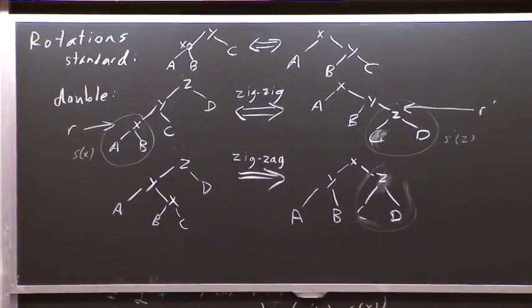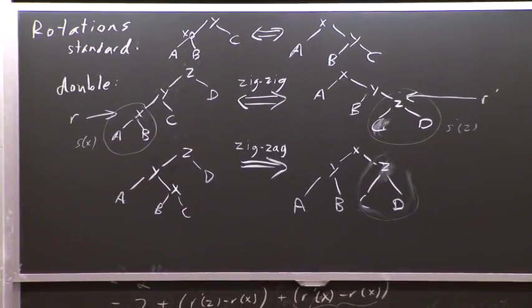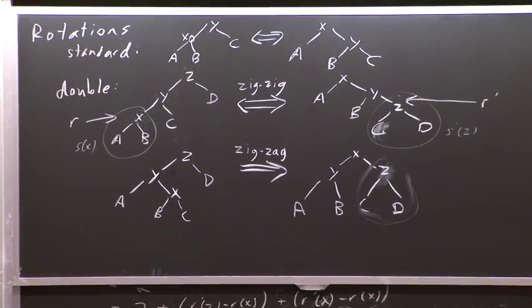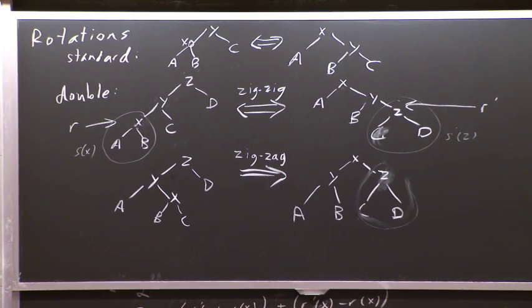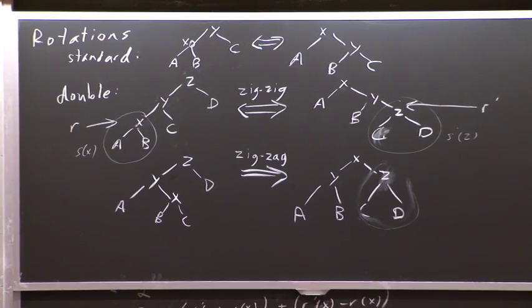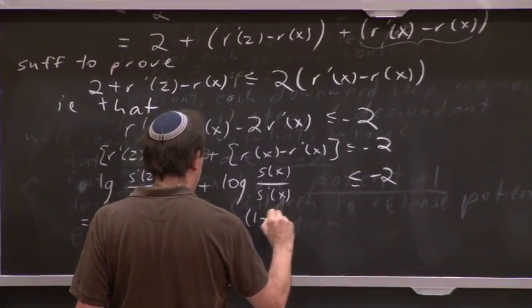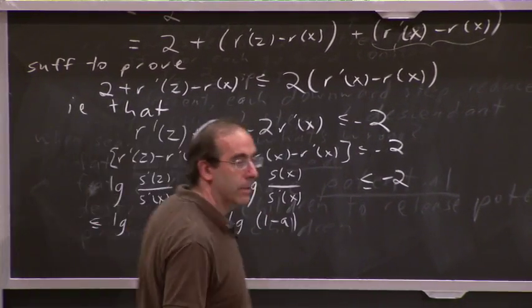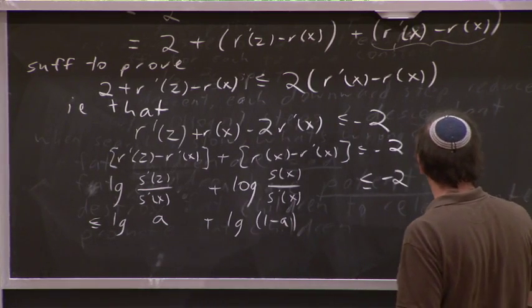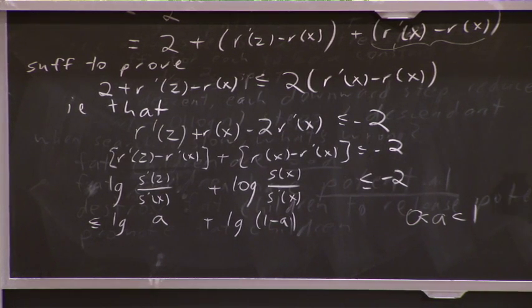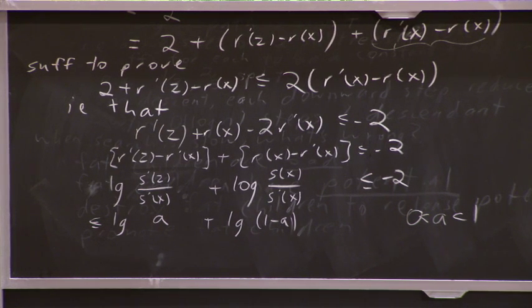Now, what's interesting about those two subtrees? They're disjoint, right? They're disjoint and they cover everything, except for one node, except for node y, but they're disjoint. So the point is that this is equal to the log of some quantity a plus the log of some quantity 1 minus a, right, where a is between 0 and 1. Right, so a basically is saying what fraction of the tree is a and b, and what fraction of the tree is c and d. Right?